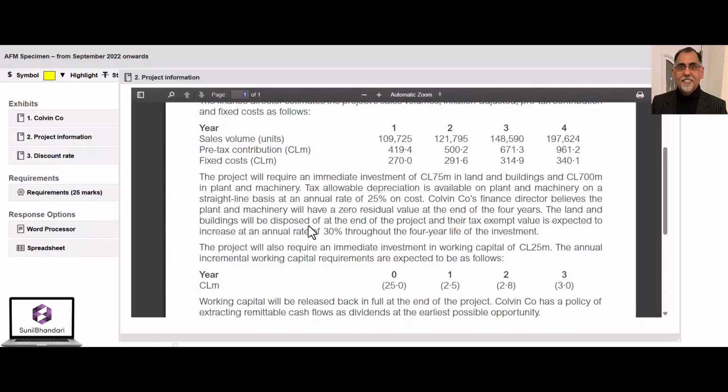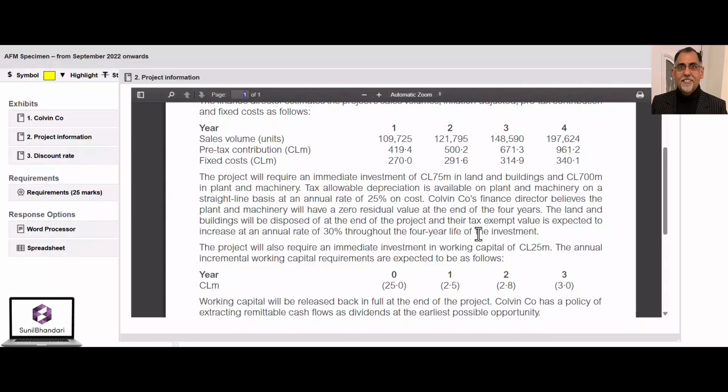The land and buildings will be disposed of at the end of the project life for a tax exempt value at an annual inflation rate of 30% throughout the 4-year period. Now, this is where, when you're looking at that ready for the spreadsheet, you're thinking, okay, when I go and put my land and buildings line in, it'd be 75 million at zero.